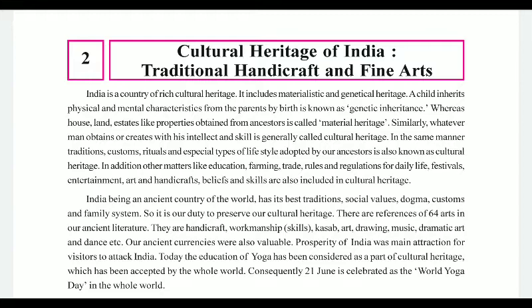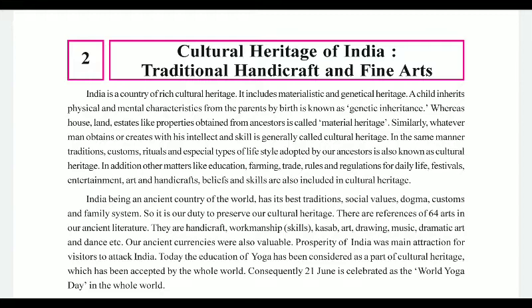Similarly, whatever man obtains or creates with his intellect and skill is generally called cultural heritage. In the same manner, traditions, customs, rituals, and especially types of lifestyle adopted by our ancestors are known as cultural heritage. In addition, other matters like education, farming, trade, rules and regulations for daily life, festivals, entertainment, arts, and handicrafts, belief, and skills are also included in cultural heritage. So, whatever we obtain, whether physically, mentally, or culturally, is known as our heritage.